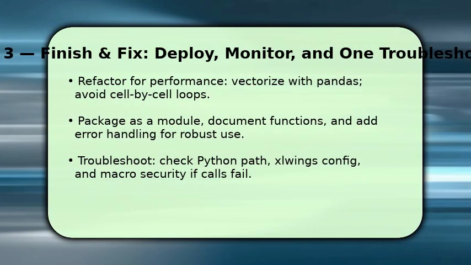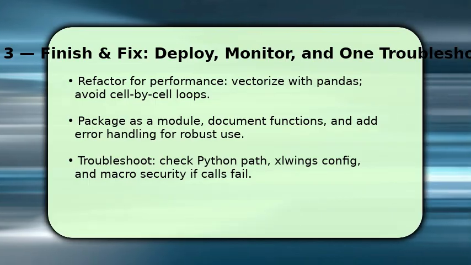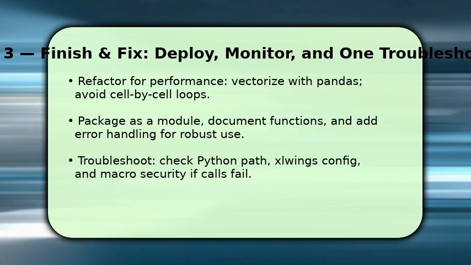Finish by cleaning the workflow. Refactor slow loops into pandas vectorized code, add clear function inputs, and document expected ranges so you can reuse logic across sheets. Once done, package your scripts as a module and add try/except blocks to catch common errors.